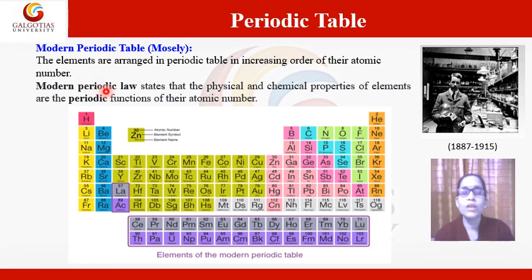So what is the modern periodic law? The modern periodic law states that the physical and chemical properties of the elements are a periodic function of their atomic number. In Moseley's periodic table there are 7 rows called periods and 18 columns called groups. In total, 118 elements are placed in the periodic table.